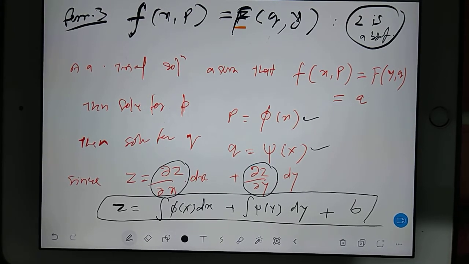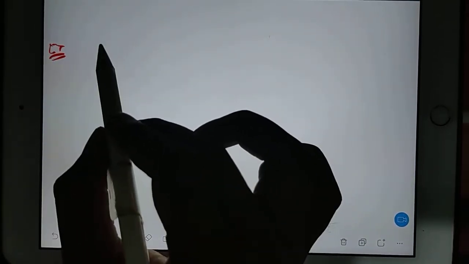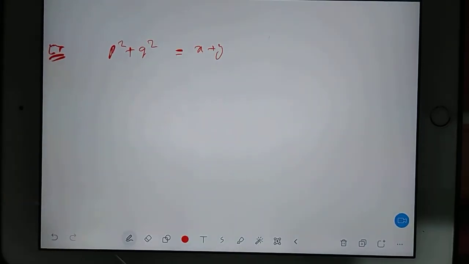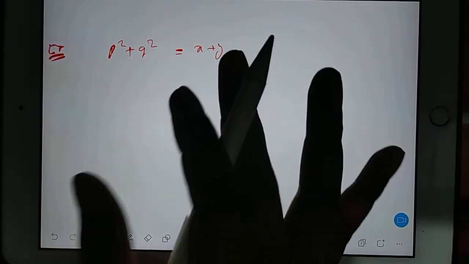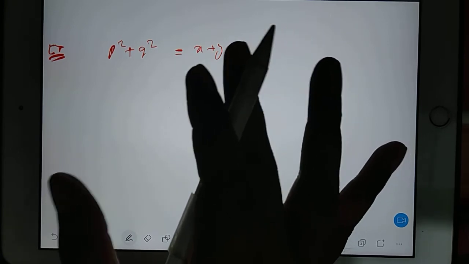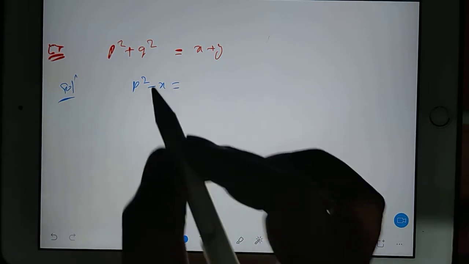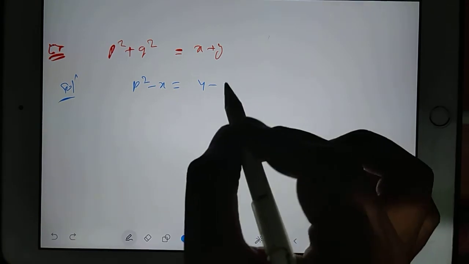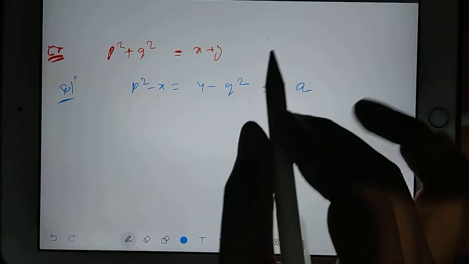One example I will take. Suppose p square plus q square is given as x plus y. Your first job is to filter x to one side with p, and q with y on the other side. So the solution part: p square minus x is equal to y minus q square. This is what we call a in the procedure I have explained.